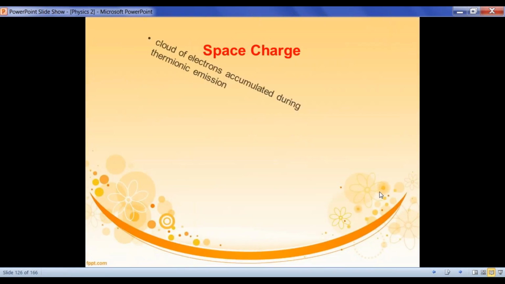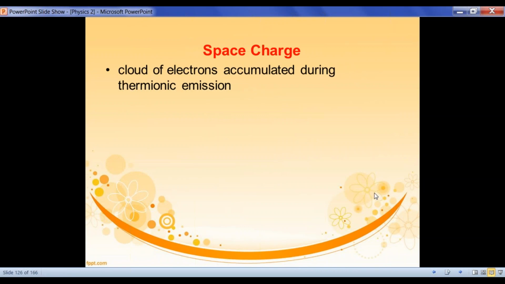So, ito po yung sinasabi natin space charge. It refers to electron cloud or cloud of electrons. So, they are accumulated during thermionic emission. So, what do we mean by thermionic emission? Thermionic emission is the emission of electrons from a heated filament.